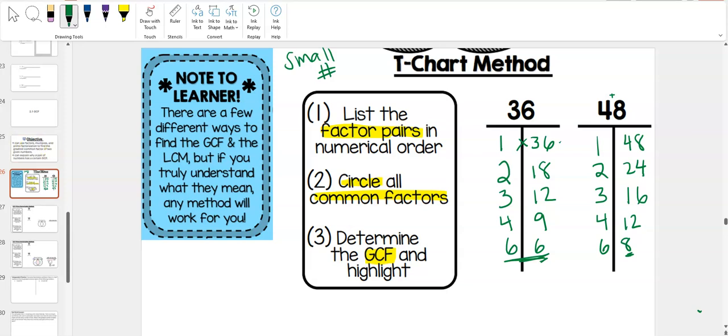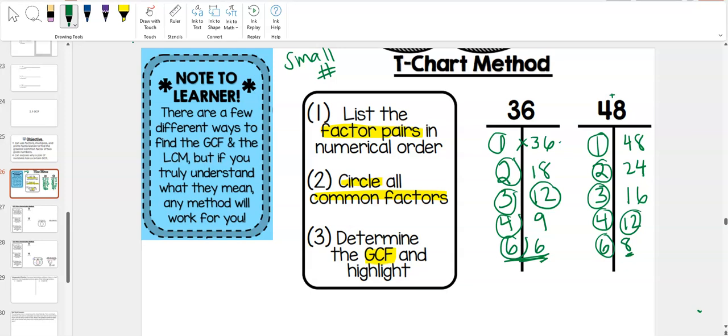So now I'm going to circle or identify all the ones that they have in common. They both have a 1. They both have a 2. They both have a 3. They both have a 4. They both have a 6. They both have a 12. And I think that's it.